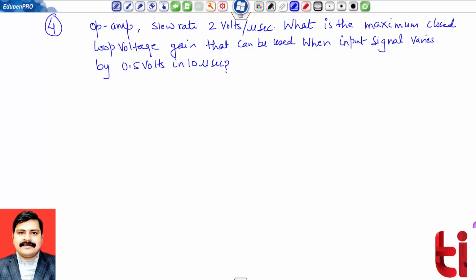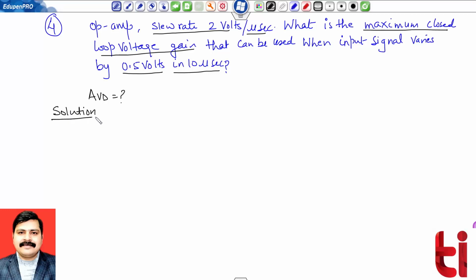I'm reading again so that you can understand what is the given data and what is the requirement. In an operational amplifier, slew rate is given as 2 volts per microsecond, and we have to find the value of maximum closed loop voltage gain. That means we have to determine the value of AVD, that can be used when the input signal varies. Variation of input signal is given as 0.45 volt when there is a variation in time of 10 microseconds. So let us see the solution.